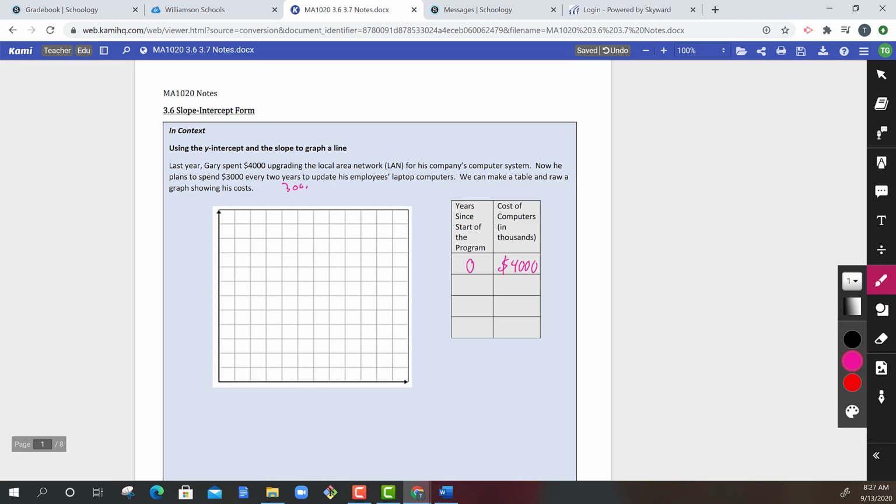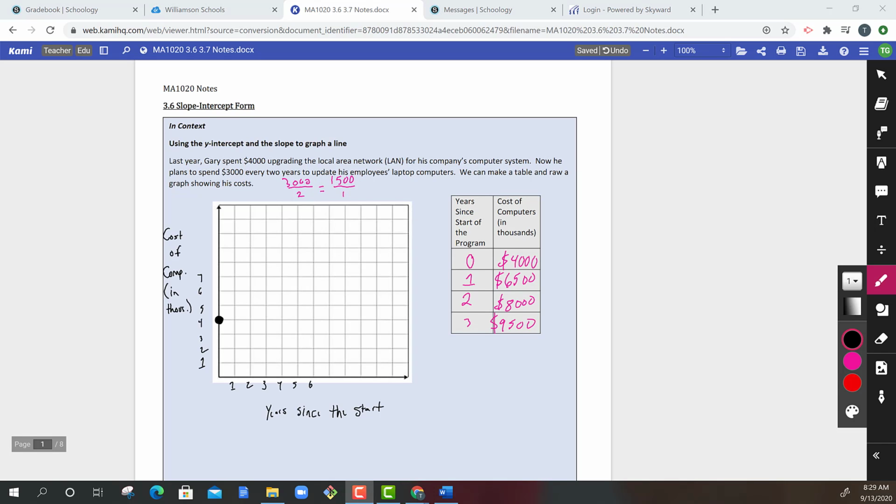So in other words, $3,000 every 2 years, or we could divide 3,000 by 2 so we could see how much he's spending every 1 year. So that means for every 1 year that we add to this table, we're adding an additional $1,500 to the amount he is spending on the LAN. All right, so there are my coordinates.